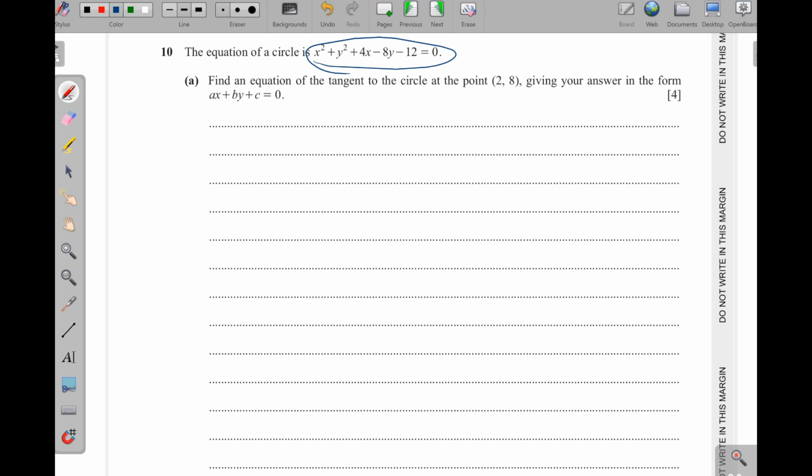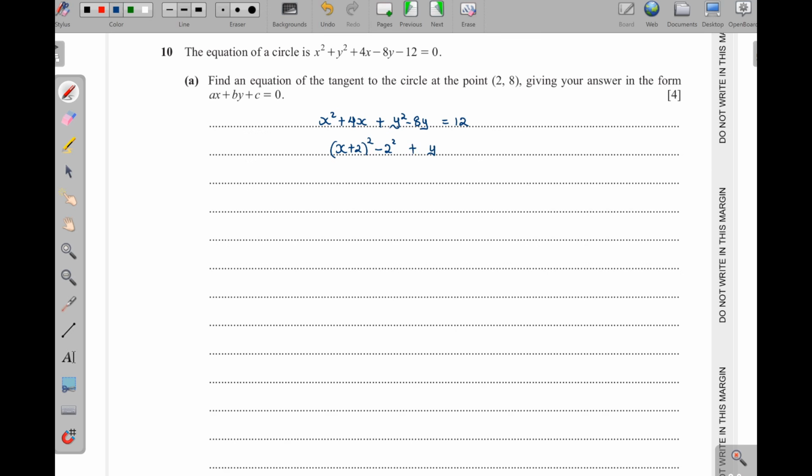We need to complete squares such that we find the center of that circle. Okay, so we have x squared plus 4x. Let me rearrange such that the x parts are together and also the y parts. So y squared minus 8y. I can take the 12 this side. Complete squares: divide this by 2, you get a positive 2. You put it together with the x, then you pop it out here as a square.